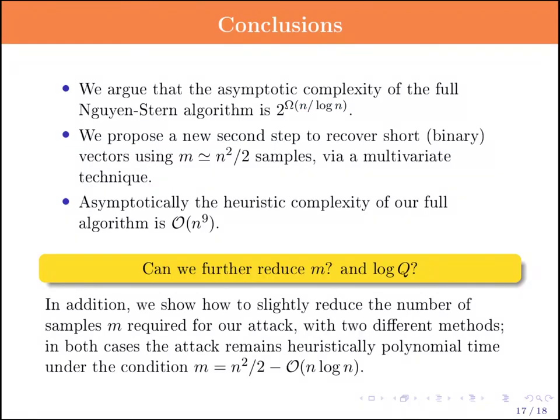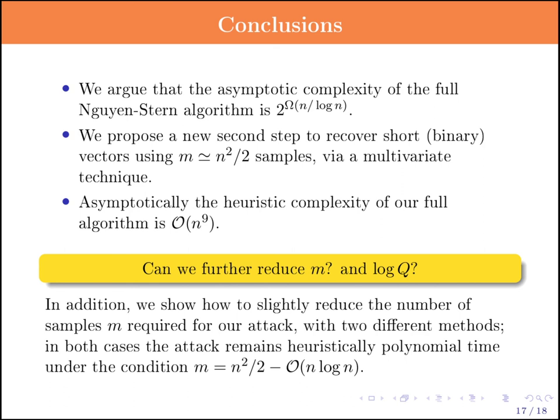So, as a conclusion, in our paper, we analyzed the Nguyen-Stern attack for solving the hidden subset sum problem, and we argue that asymptotically, the Nguyen-Stern attack is not polynomial time. Indeed, we identified the bottleneck and we proposed a new and completely different approach to recover the short binary vectors. Moreover, we observed that asymptotically, the heuristic time complexity of our full algorithm is of the order of n to the power of 9.